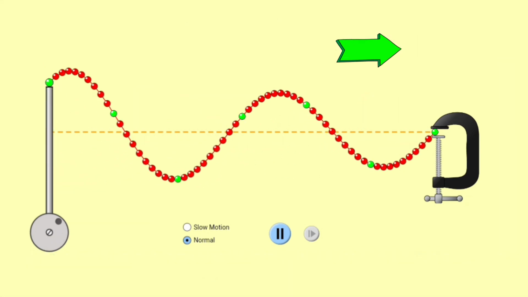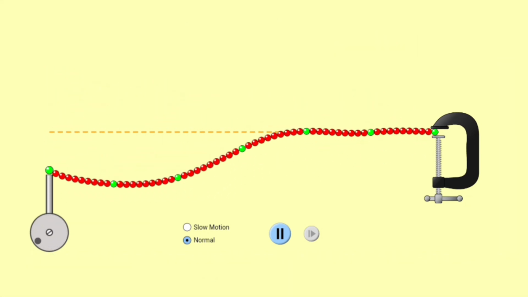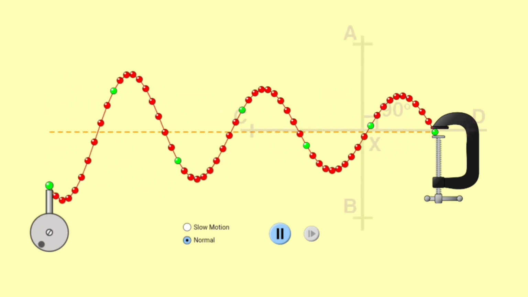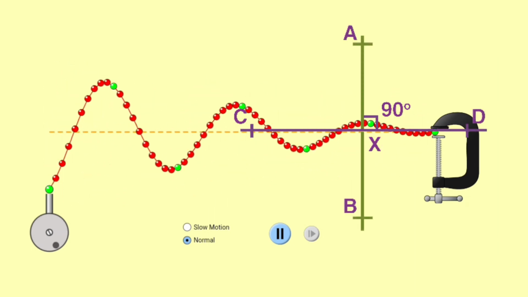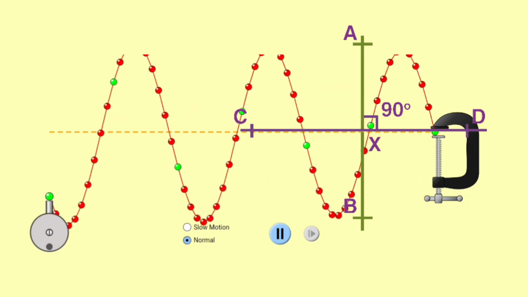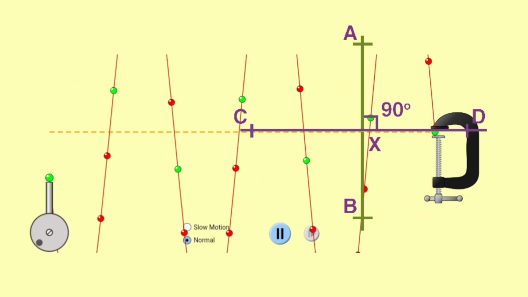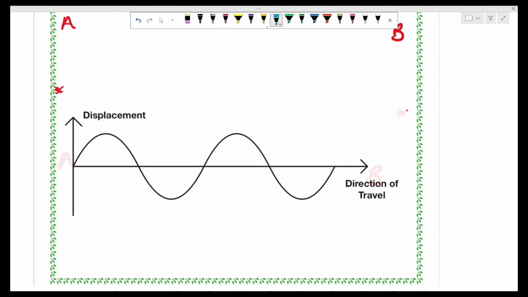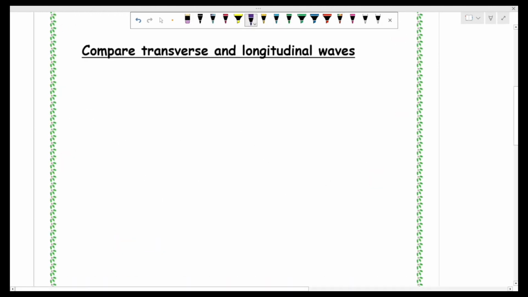But how that's happening is that the particles are actually moving perpendicular. Perpendicular means forming 90 degrees, guys. The particles are actually moving perpendicular to the line of wave motion. And as that happens, we can easily say that is what we call a transverse wave. So we've made a comparison between transverse and longitudinal waves.